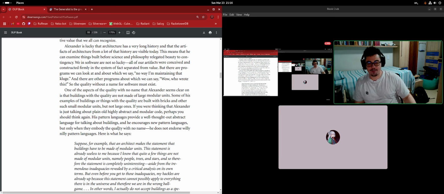Yeah, and here comes another hot take, which is that it seems clear to Alexander that the buildings with the quality are not made of modular units. Some of his examples of buildings or things with the quality are built with bricks and other such small modular units, but not large ones. If you were thinking that Alexander is just talking about plain old, highly abstract and modular code, perhaps you should think again. His pattern languages provide a well thought out abstract language for talking about buildings, and he encourages new pattern languages, but only when they embody the quality with their name. He does not endorse willy nilly pattern languages.